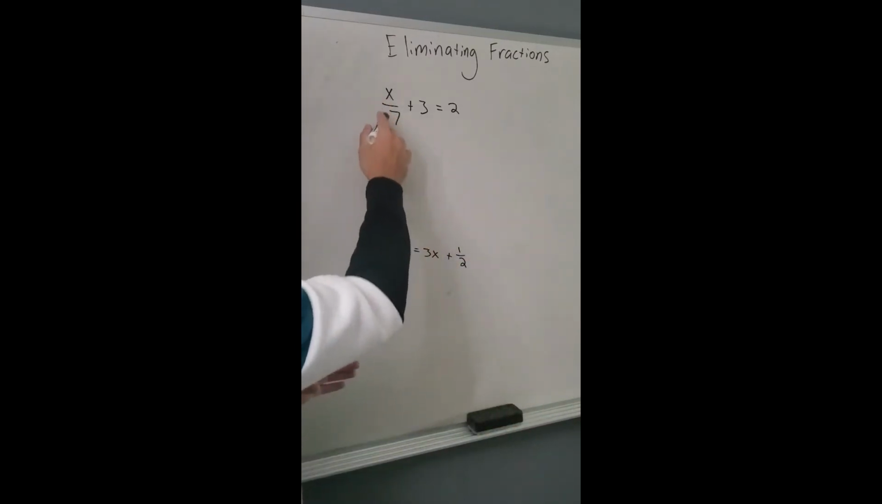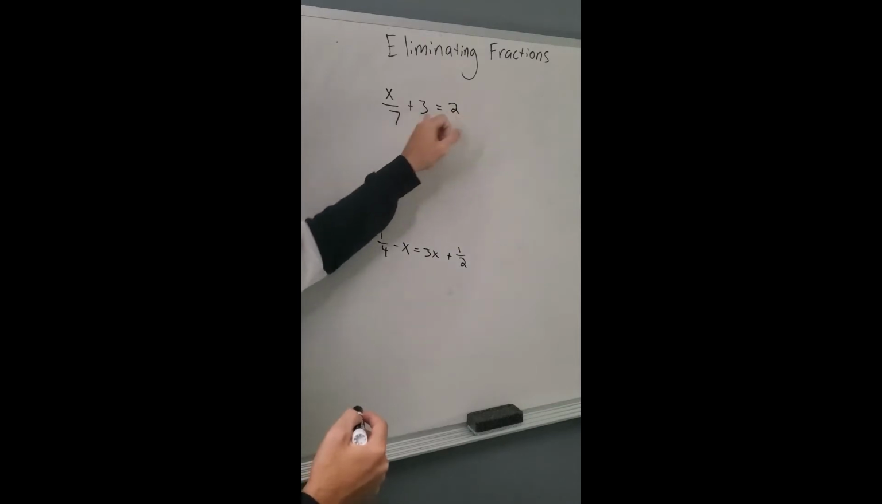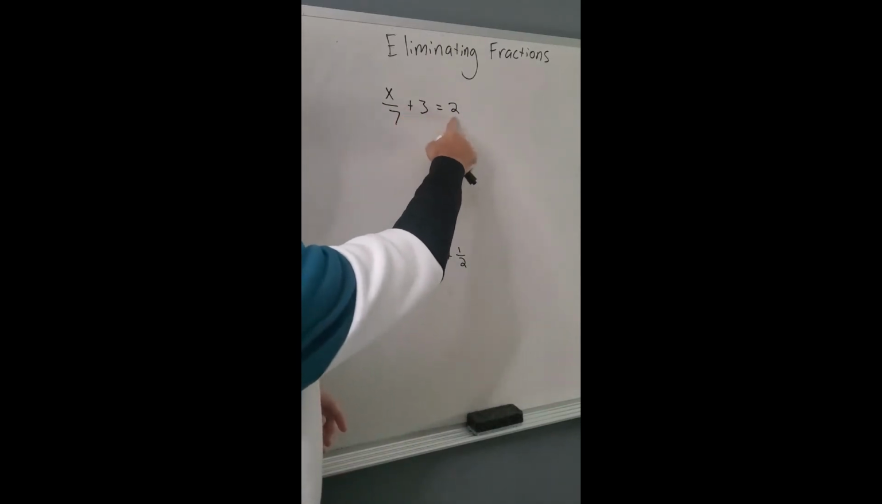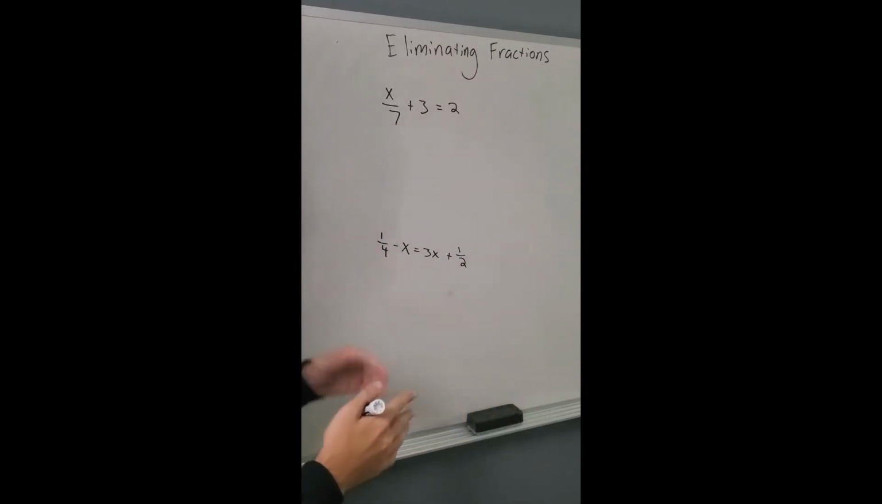In this example, we have x over 7 plus 3 equals 2. So what you're supposed to do is find a number that you can plug in for x that actually causes this equation to be true. What number can you plug in to get equal to 2? Very difficult to do off the top of your head. However, we can solve for x very quickly.